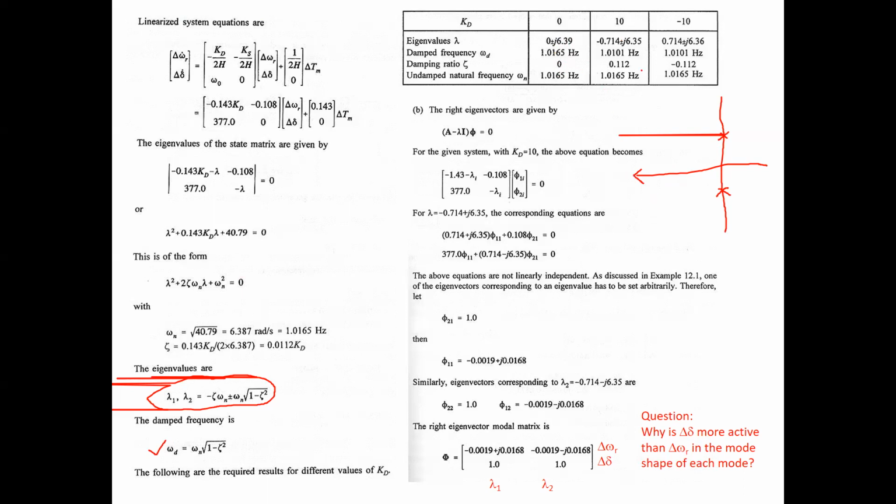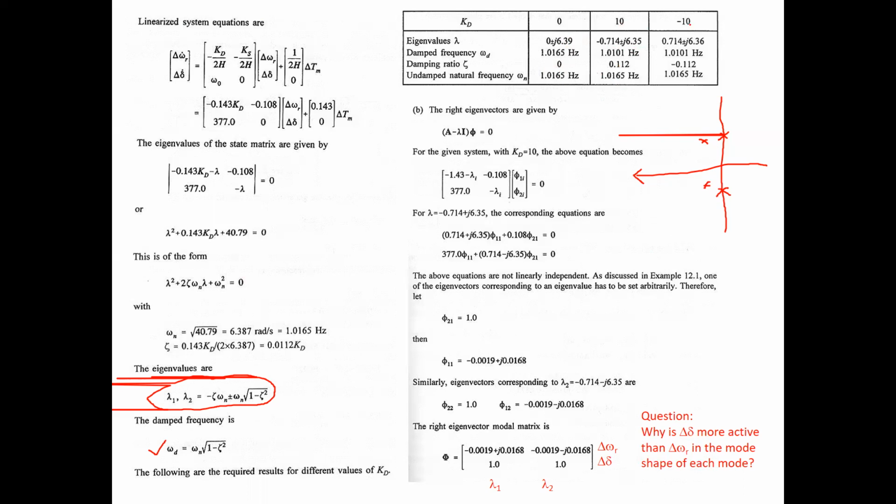But if you have load damping constant 10, then you find that the eigenvalues are negative. So that means it has some real part here, some negative real part. But you can see it is 6.39 and here it is 6.35. So that means the angular frequency has comparatively reduced, right? So let's say the location of an eigenvalue is something here now for KD equal to 10.